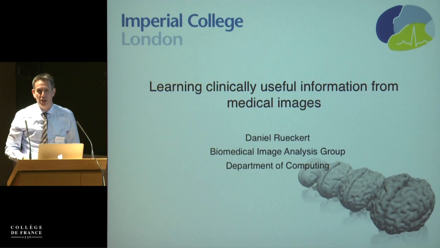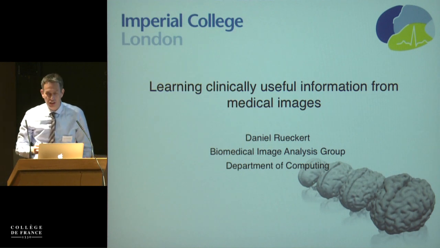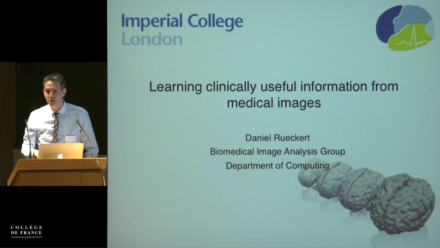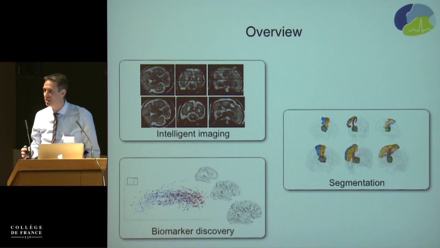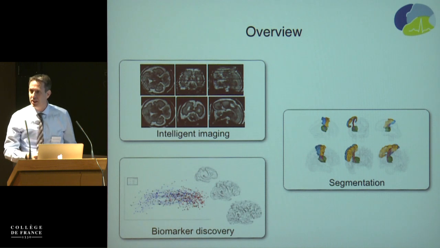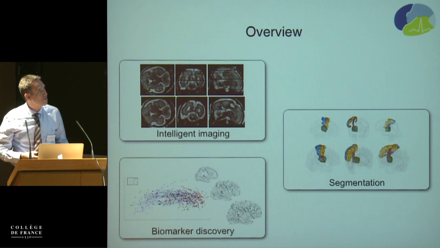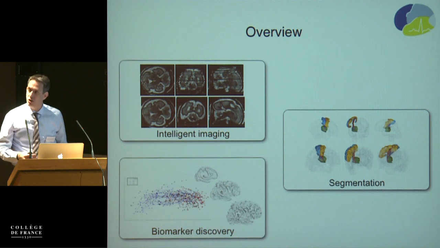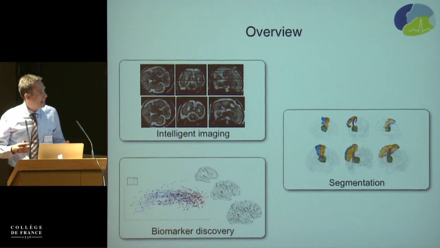And what I would like to do in the next half an hour is give you an overview of an idea of how we can actually learn clinically useful information from medical images. I would like to take you through 3 different areas where we can use ideas from machine learning to actually significantly improve the way we deal with medical images. And then at the end, I would like to show you one clinical application, how we put all these 3 different ideas together and actually make them work in the clinical context.